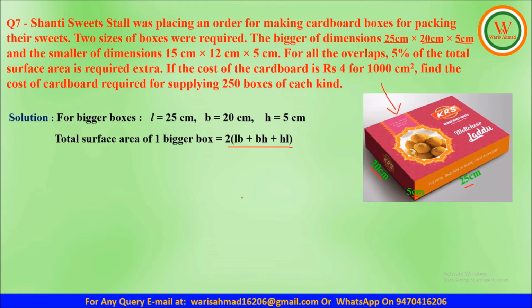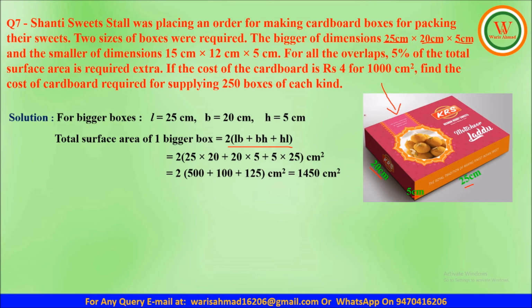After that, we have to put the value of length, breadth and height. After putting the value, we will have 2 under bracket 25 into 20 plus 20 into 5 plus 5 into 25 centimeter square. Now when we will solve this equation, then we will have 1450 centimeter square. To make one big box, we need 1450 centimeter square of cardboard.